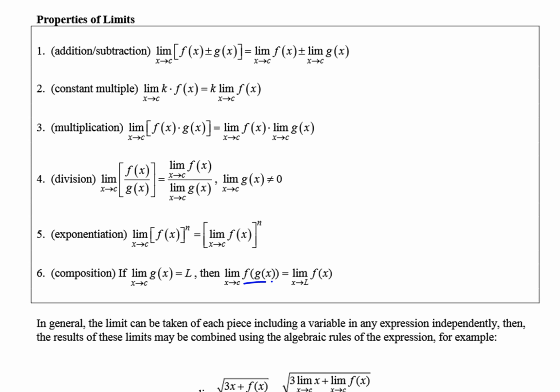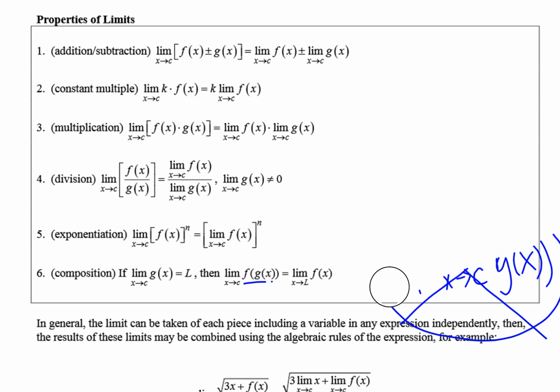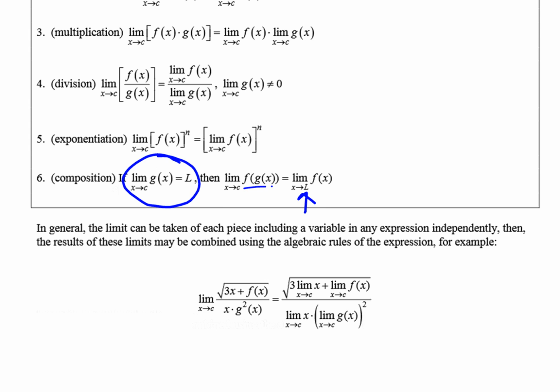A lot of people want to take the f and just put it outside the limit of g of x. That is wrong. Do not do that. I'm going to even get rid of it so you can't even look at it that way anymore. So when we have the composition of functions with limits, what you do is you take that inside function, figure out the limit. That limit becomes the new value that your x is going towards. We'll do an example and it might make it a little bit easier.